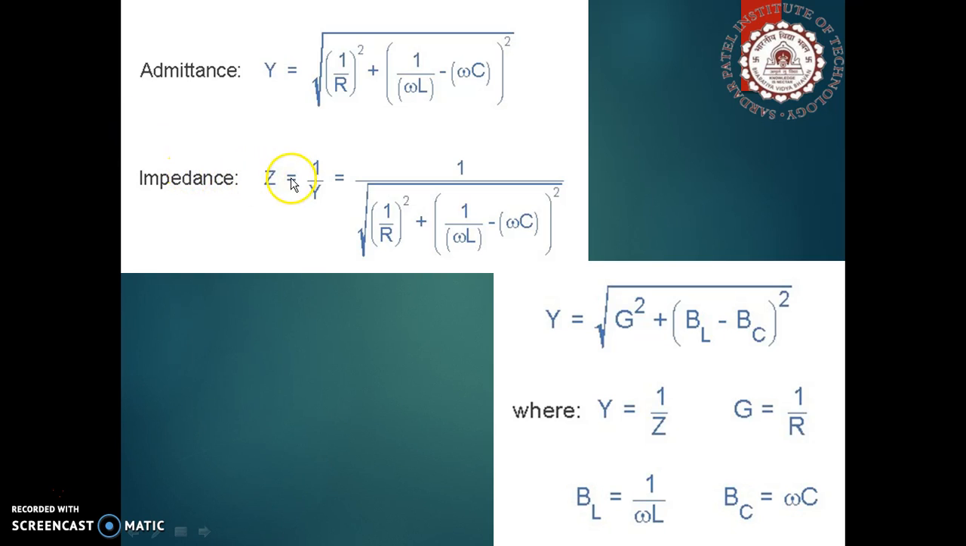Hence impedance comes out to be 1 upon Y, that is 1 upon root over (1 by R) the whole square plus (1 by omega L minus omega C) the whole square.